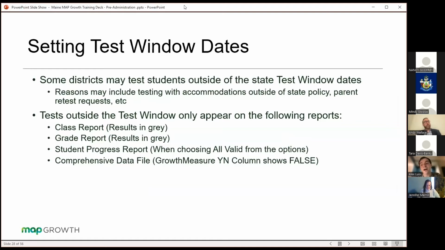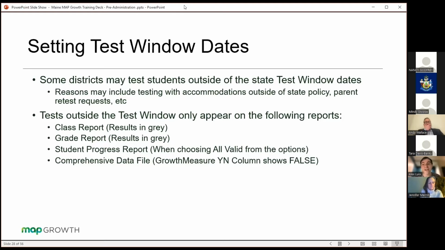But keep in mind, any tests that are taken outside of the testing window are only going to appear on the following reports. There's the class report and the grade report, and in both of those, you'll see that outside of window tests appear in gray. That will let you know that it was outside of the window. Then in the student progress report, there's an option to choose all valid tests from the list, and that will get those outside of window results pulled into that report.